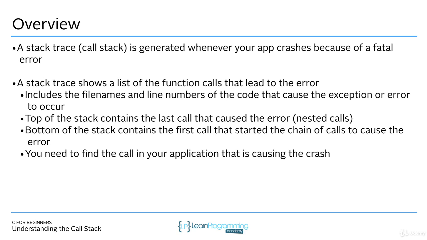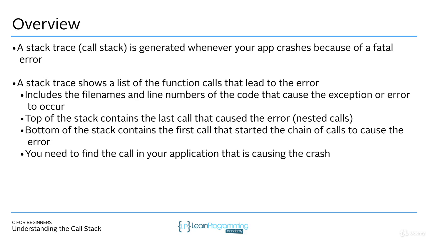And so when a program crashes, the call stack will tell you the last function that was invoked and the specific line of code that caused the error. So the call stack contains a lot of good information. It will include the file name and the line numbers of the code that causes the exception or the fatal error to occur. The top of the stack contains the last call that caused the error, and there could be nested calls.